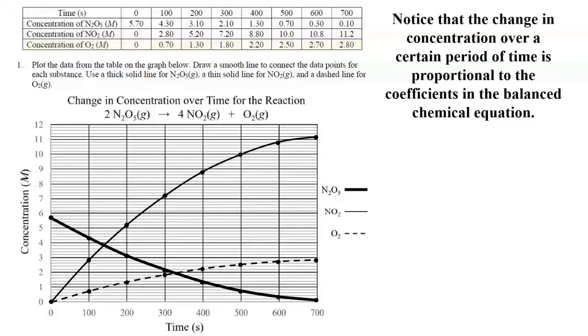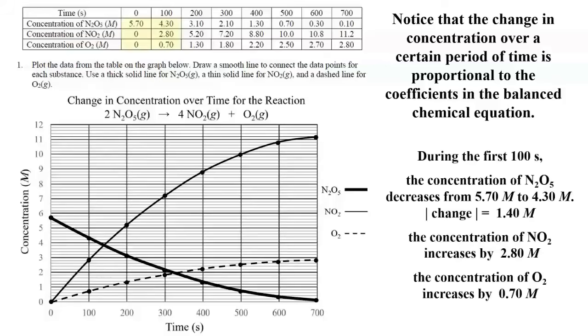Notice that the change in concentration over a certain period of time is proportional to the coefficients in the balanced chemical equation. So in this balanced chemical equation, 2 moles of N2O5 are consumed for every 4 moles of NO2 that are produced, and for every 1 mole of O2 that is produced.